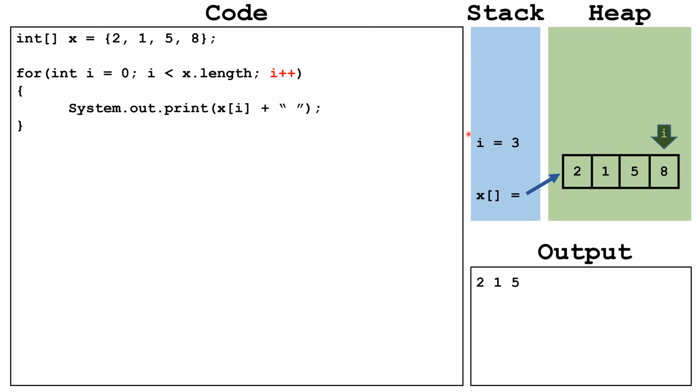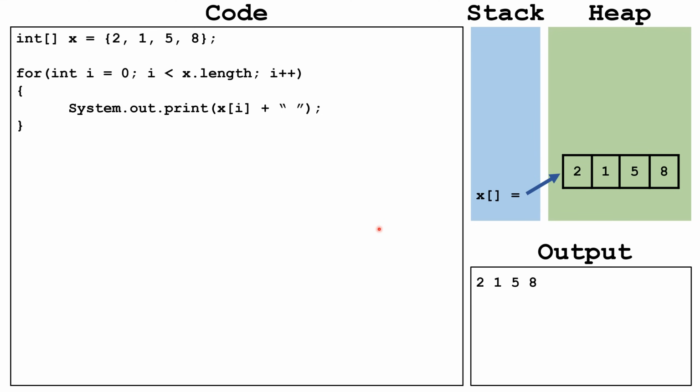Now we increment I to 3. We check, is 3 less than the length of x, which is 4, so that's true. We print out x index 3, which is the number 8, and then a space. We increment I to 4. We check, is 4 less than the length of the array? So is 4 less than 4? It is false. So we terminate the loop. So now we've gone through the loop and we've printed out the contents of the array.